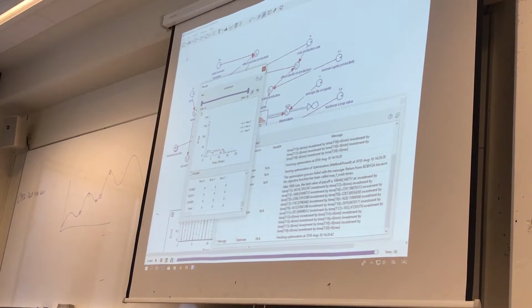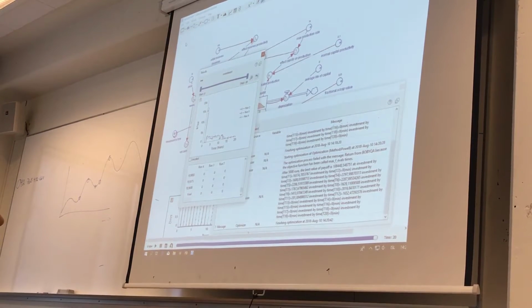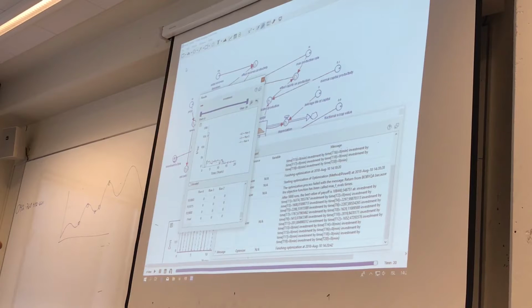What I want to do, yes? Just a quick question. If you want to make a finer scale than a year, is it just a matter of requiring more computation time to get an optimized investment?